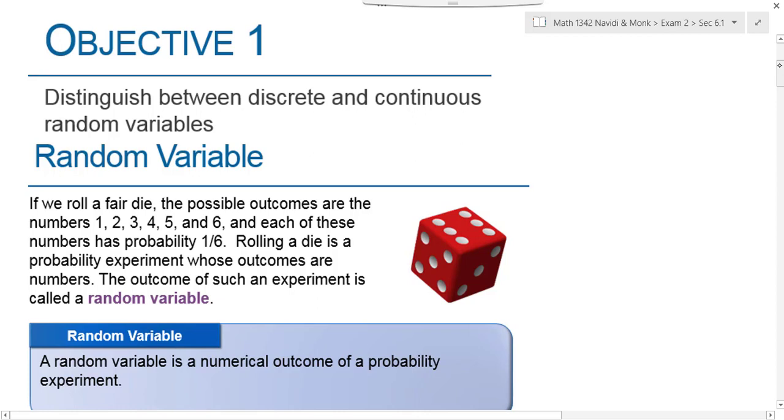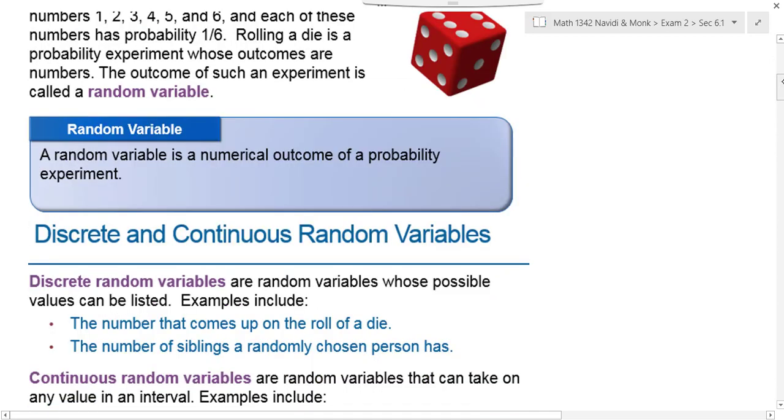If we roll a fair die, the possible outcomes are numbers 1, 2, 3, 4, 5, and 6. And each of these numbers has a probability of 1/6, because if it's a fair die, you have an equally likely chance of rolling any one of the 6 numbers. The outcome of this experiment is called a random variable. The numbers that we roll are called the random variable. A random variable is a numerical outcome of a probability experiment.